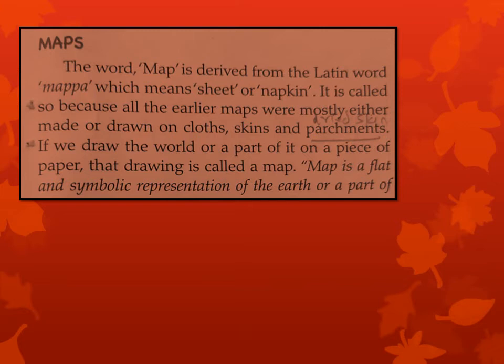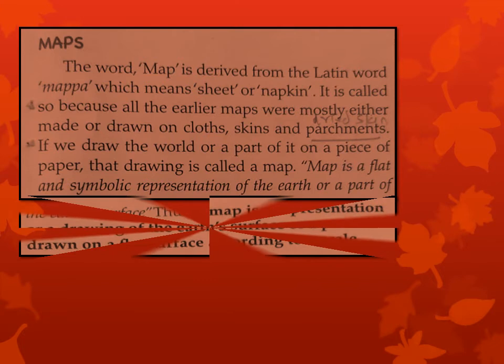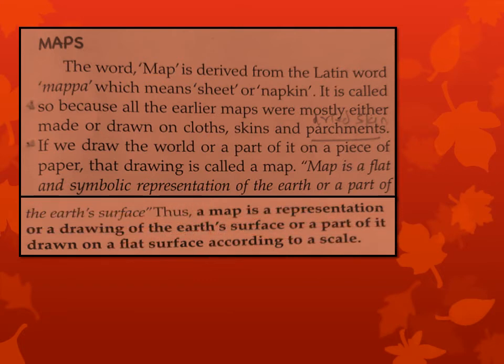Now when we draw the world or a part of it on a piece of paper, that drawing is called a map. So when we talk about the definition of the map, a map is a representation or drawing of the earth's surface or a part of it drawn on a flat surface according to the scale.